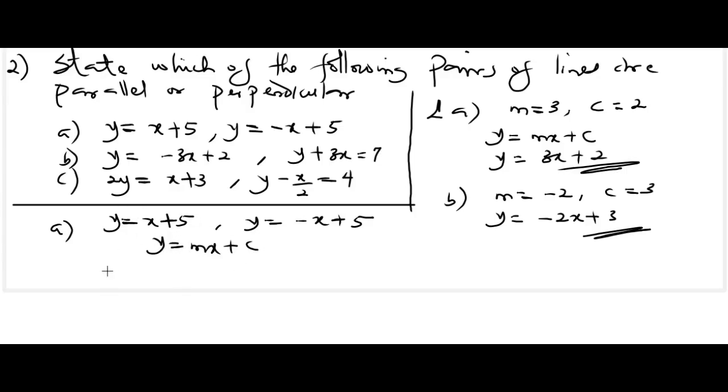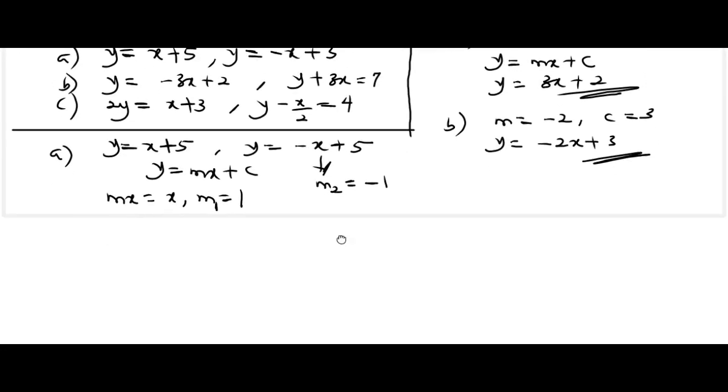So for this one, if mx equals x, it shows that m equals 1. So I can say my m1 is 1. Then for this one, my m2 is minus 1. So if m1 is 1 and m2 is minus 1, it shows that these two lines are perpendicular. So for the first question in number 2, the two lines are perpendicular. Then we move to B.